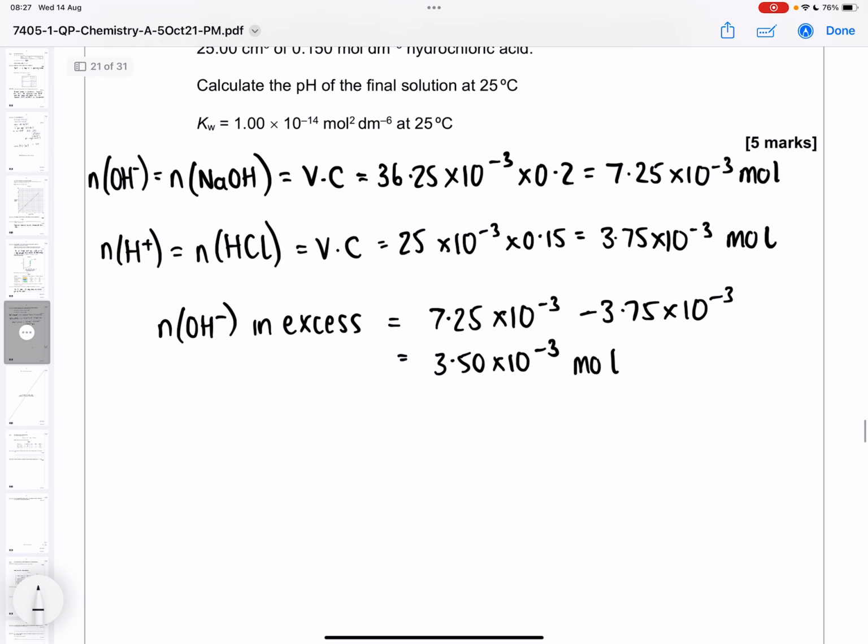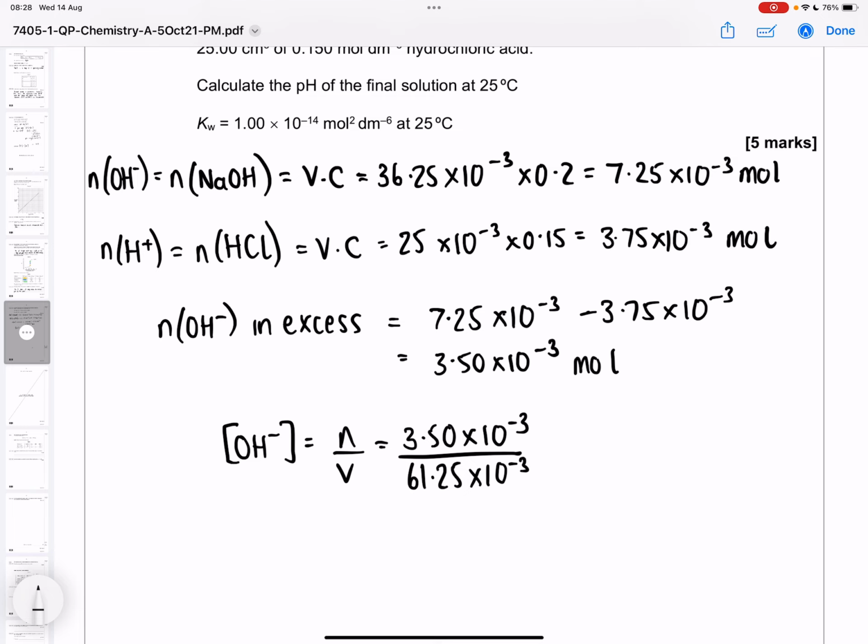But Kw doesn't have moles, it has concentration. So now we need to find the concentration by doing moles over volume. And now we're going to use the total volume because this excess is in the total volume of 36.25 plus 25, which is 61.25. But we want to turn that into decimetres cubed. If we do that, we get 5.71 times 10 to the minus 2.